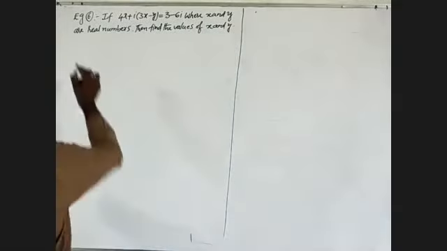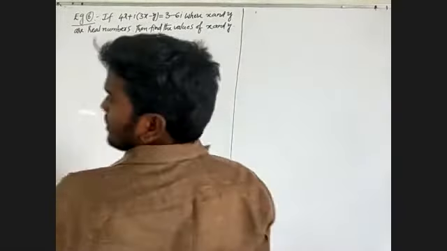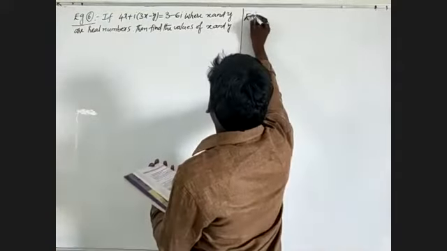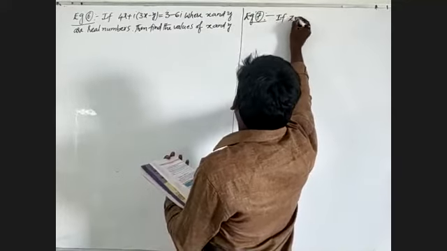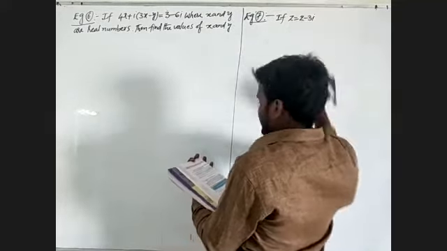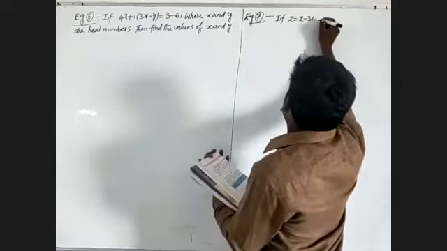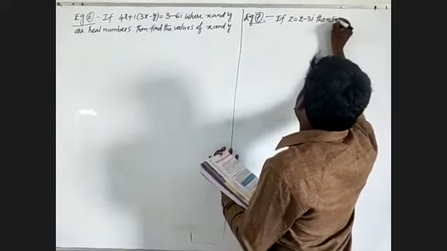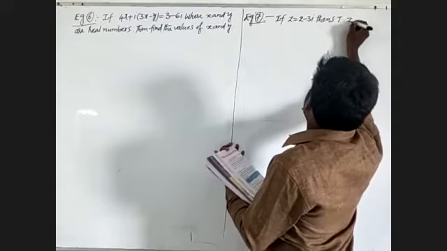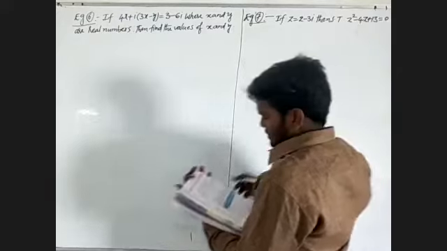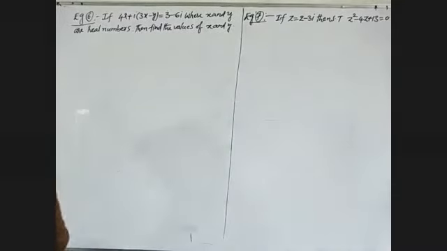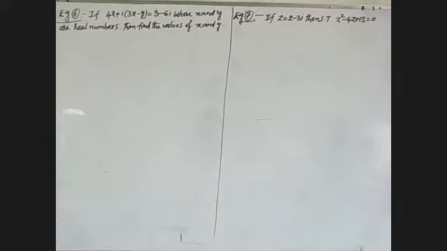Now I am going to example 7. What is example 7? If z is equal to 2 minus 3i, then show that z square minus 4z plus 13 will become 0. Example 7 is most important for 2 marks.